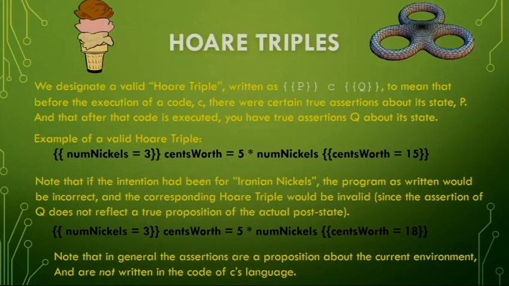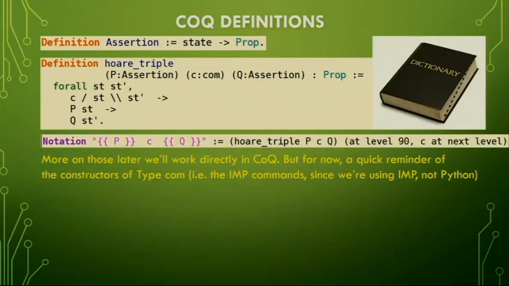I'll actually pause for 1 second. Any questions about the definition of the Hoare triple? The intent of it? You've got some bit of code here, and this is sort of some assertion about your environment right here before the code, and this is what it should look like after the code. Okay, let's go to the next slide.